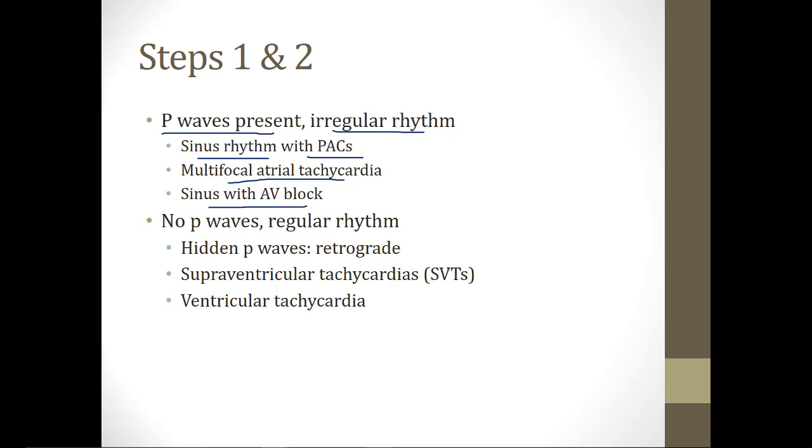If you see no P waves and the rhythm is regular, then it can be some of these things I've written on the slide here. There may be hidden P waves, which can be retrograde P waves. These are seen in supraventricular tachycardias and ventricular tachycardias. These are relatively uncommon, but these are the possibilities when you see an absence of P waves in a regular rhythm.